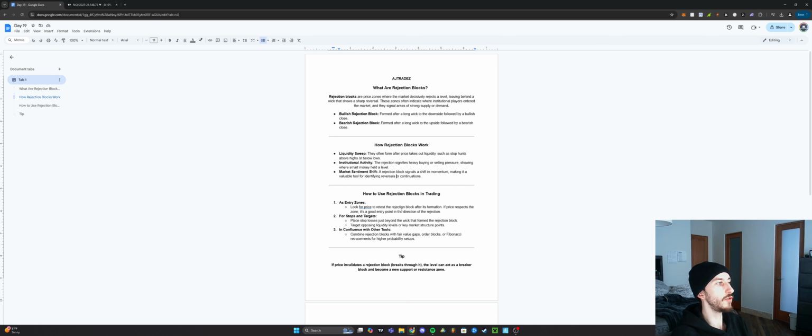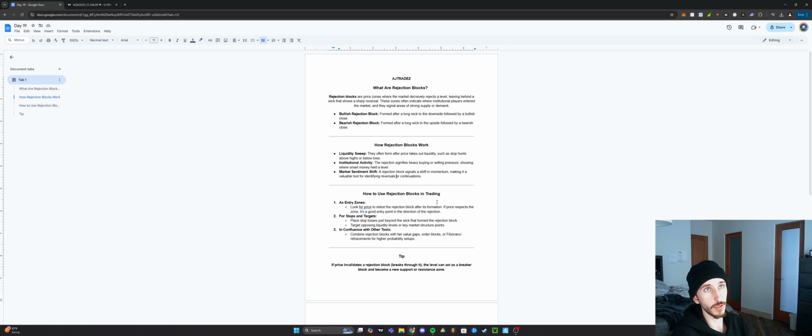So how do you use rejection blocks in trading exactly, right? So you can use it in multiple ways. You can either just enter straight off of the rejection block and not necessarily hope price reverses, but use all your confluences in line with the rejection block or the SMT to basically back your bias in whatever direction drawn liquidity you want price to head towards.